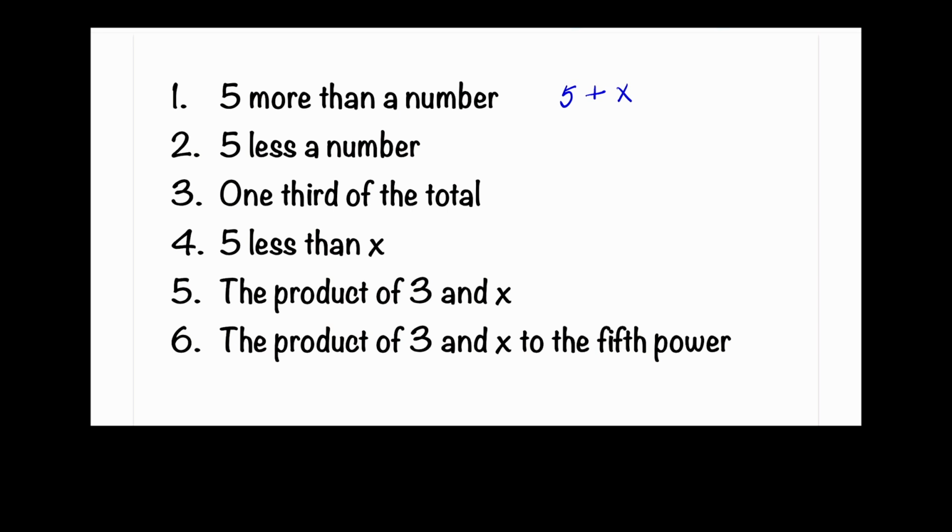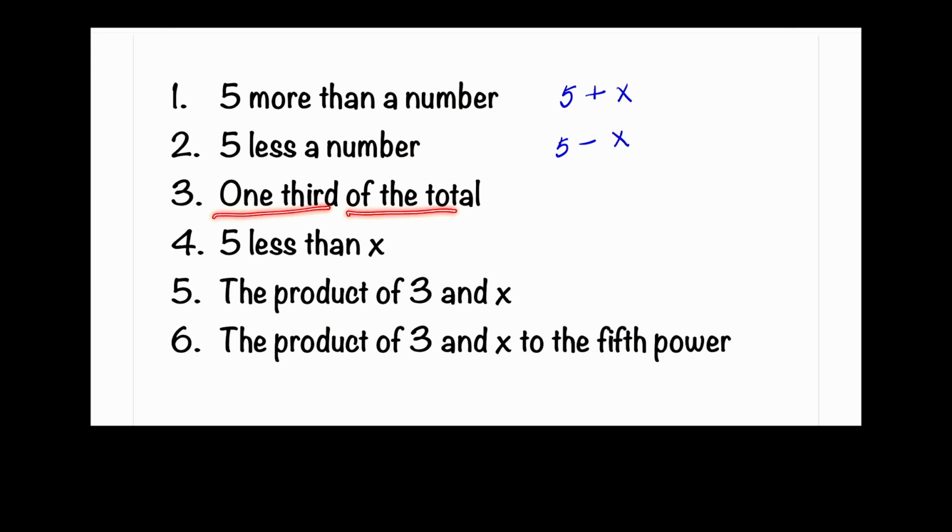Number 2, 5 less a number. Less is subtraction. And once again, a number, that's going to be another unknown. So I have 5 less is minus a number. We're going to use x.